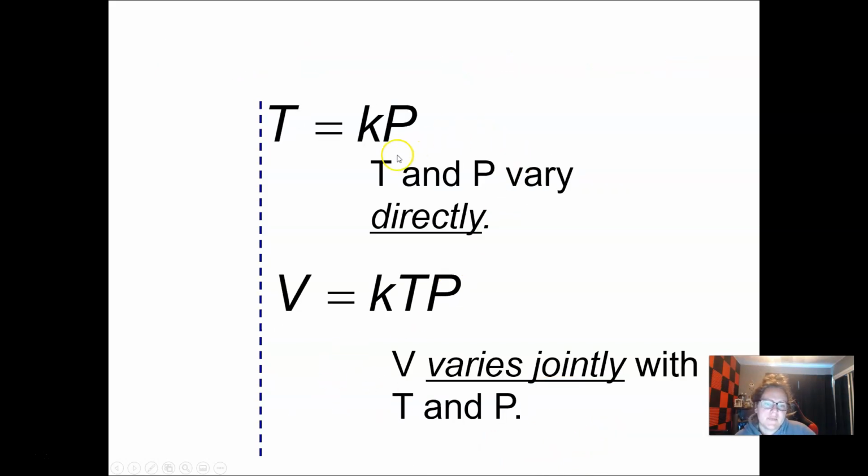All right, another wording that you will see is T and P vary directly. Okay, so varies directly means T equals K times P. T and P vary directly, T equals that, adding that constant K times P. If something varies jointly with T and P, think jointly together, right? So V equals K times T times P. So they get the varies directly and then varies jointly, all multiplication right in there.